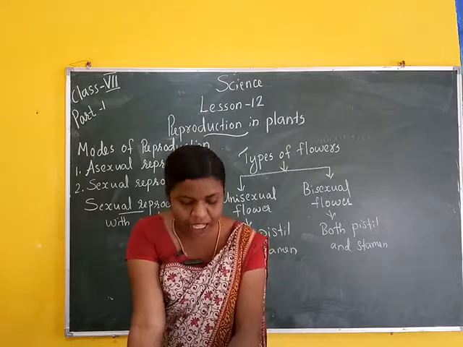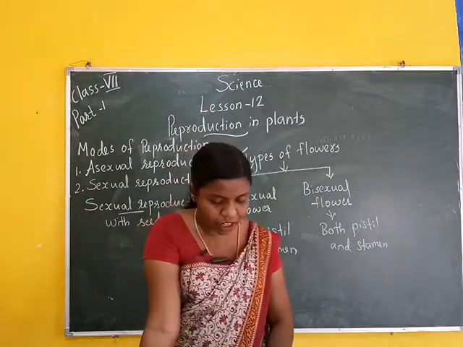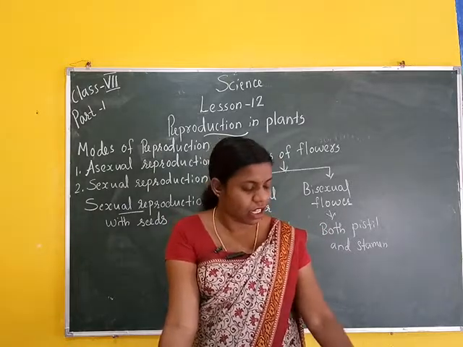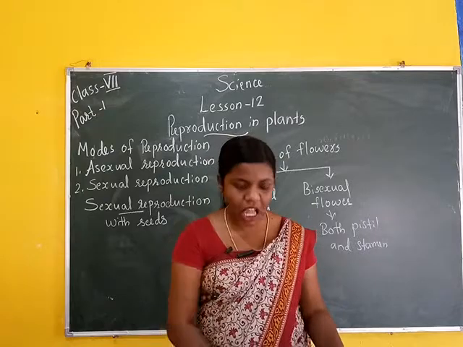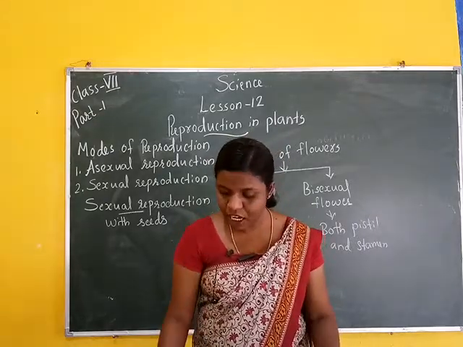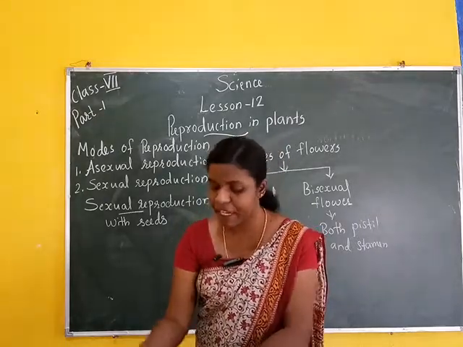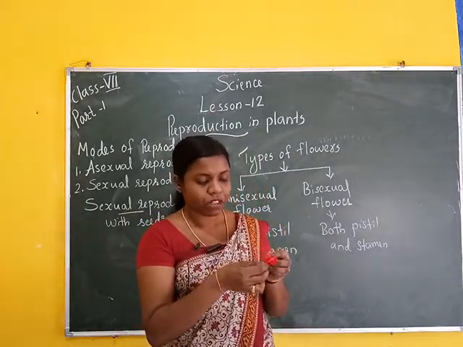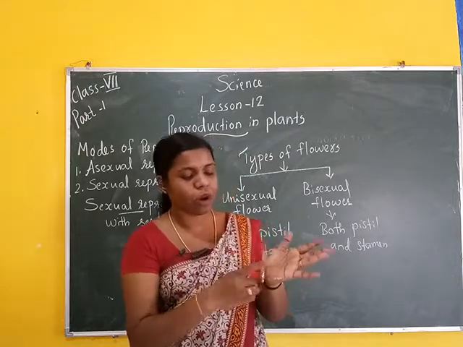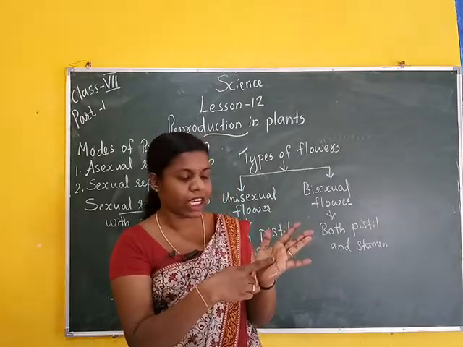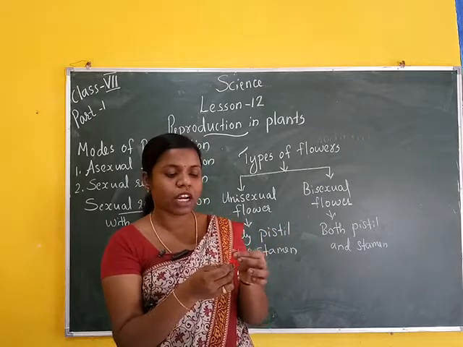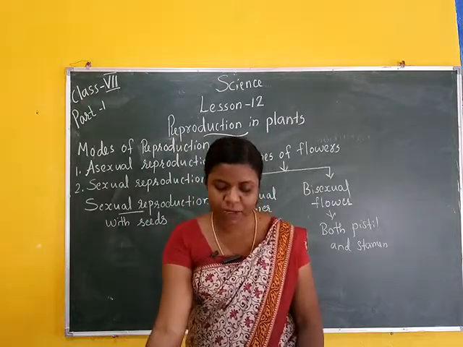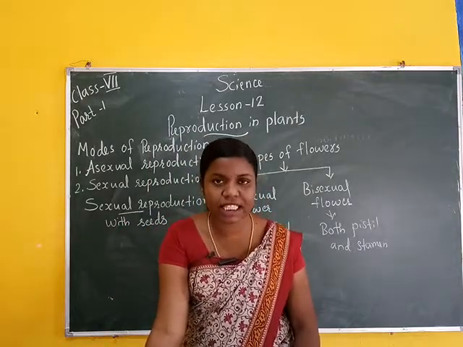Then next is anther. What is the function of anther? Anther produces pollen grains which contain the male gamete. Example: in this flower there is some powder inside. This powder represents pollen grains, the yellowish powder produced by the anther. Gametes means reproductive cells or sex cells.